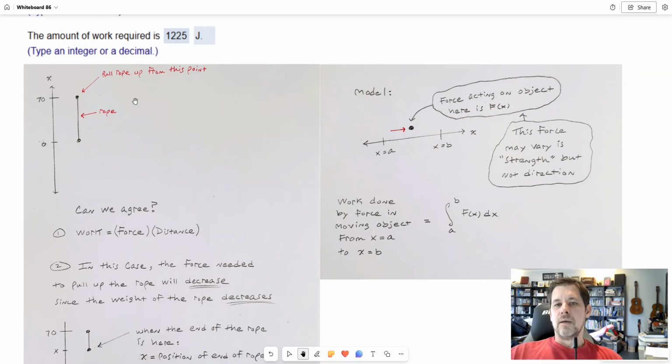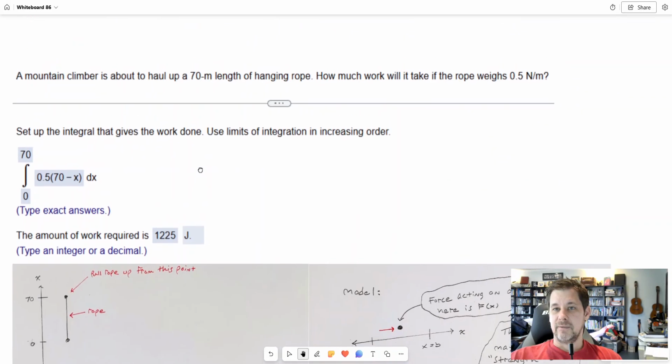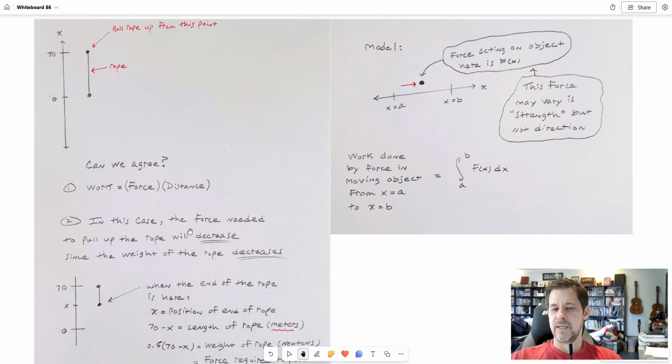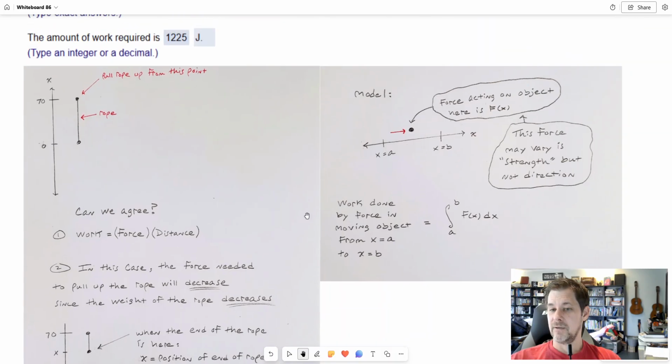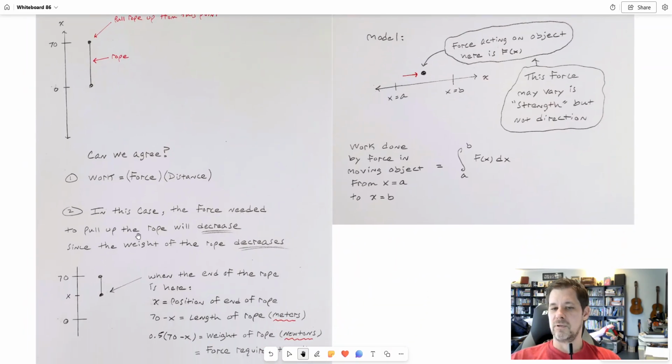So think of it like this. I'll start off by putting an x-axis, and I'll put 0 and 70 because it said that the rope had a length of 70 meters. Here's the details of how I think through it. Work is force times distance, but the force needed to pull up the rope is going to decrease in magnitude as we pull up the rope because we have less rope to pull up. It becomes lighter, and this force that is opposing gravity as we pull it up gets weaker.